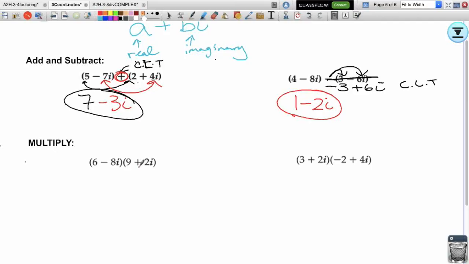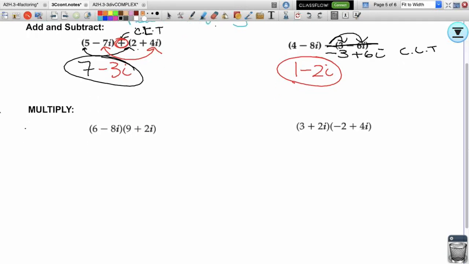Okay, so let's look at this one. 6 minus 8i times 9 plus 2i. I'm going to double distribute. I'm going to start with my positive 6, and I'm going to send it to the 9 and to the 2i. So 6 times 9 is 54. 6 times 2i is going to be a plus 12i, right? Positive, so we put plus. 6 times 2 is 12i.